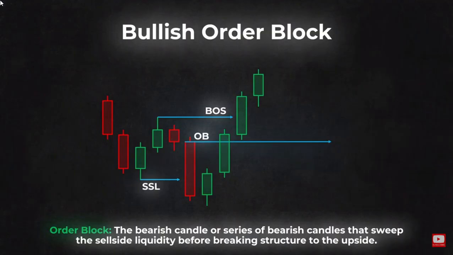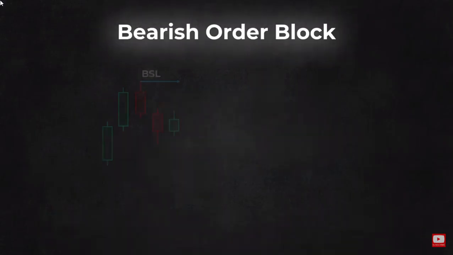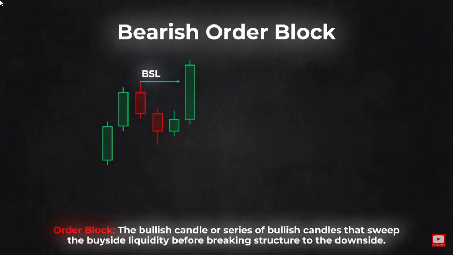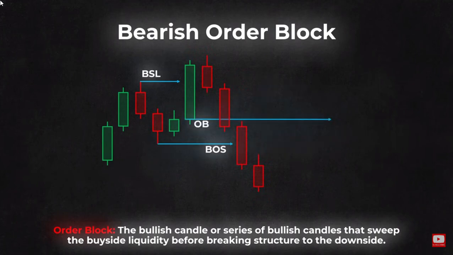Price will often retrace back to the order block before moving higher. The bearish variation of an order block is formed by the large body bullish candle or series of large body bullish candles that sweep buy side liquidity and then lead to a break of an old low right after it, which in this case is called break of structure. The order block occurs at the open of the large body bullish candle that sweeps buy side liquidity.